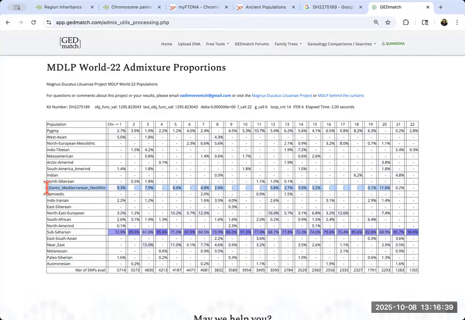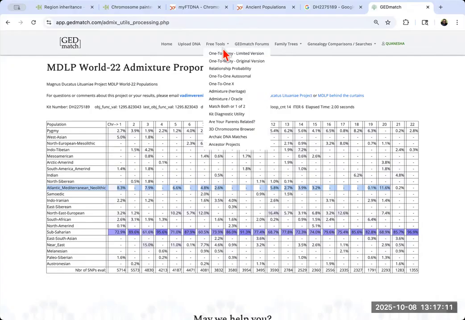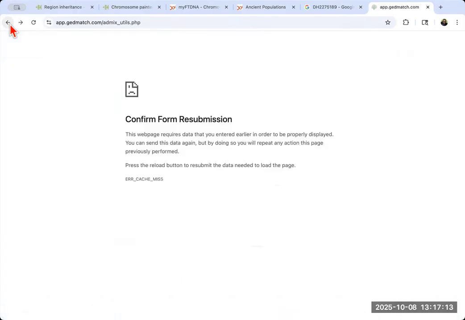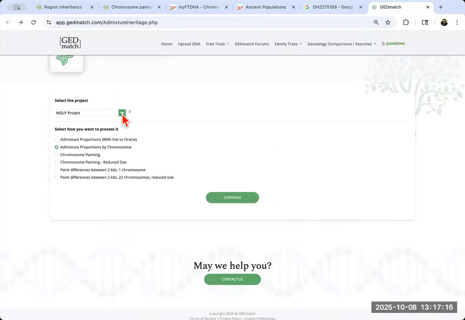The Atlantic, Mediterranean, Neolithic, that's the second dominance on chromosome 20 according to this test. So we've got 68% sub-Saharan, which of course is that African ancestry coming in. But I admit, the next strongest on that is going to be Atlantic. I don't even know what that means. So don't confuse dominance with fact. And then I'll run one more test.